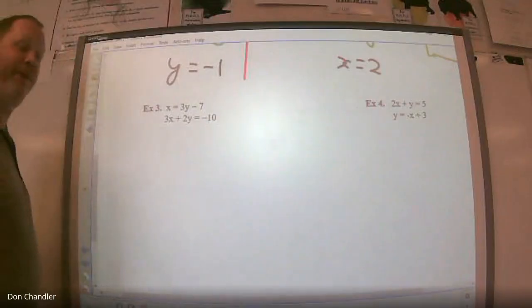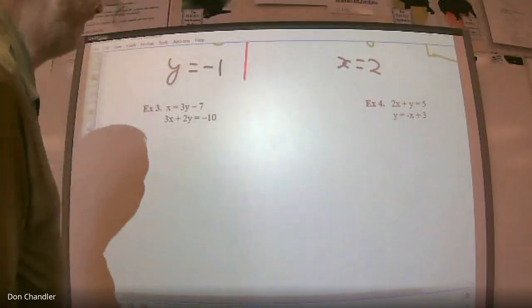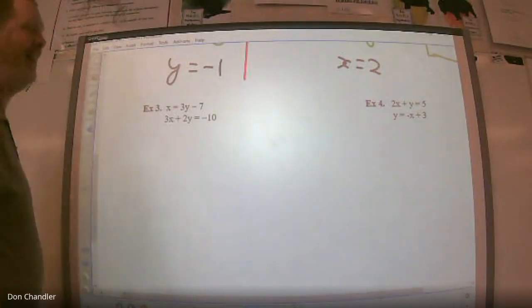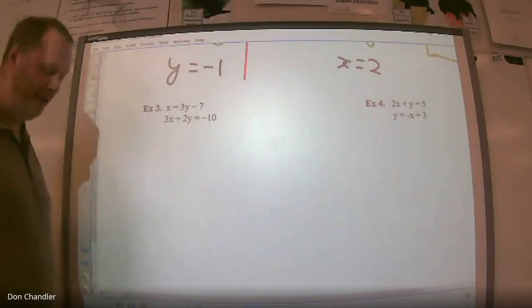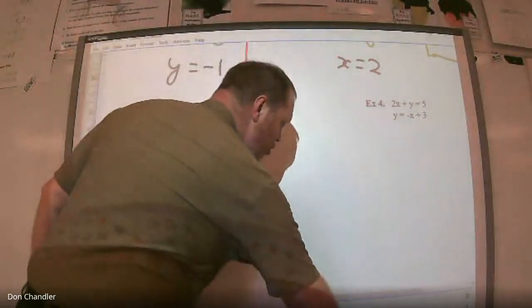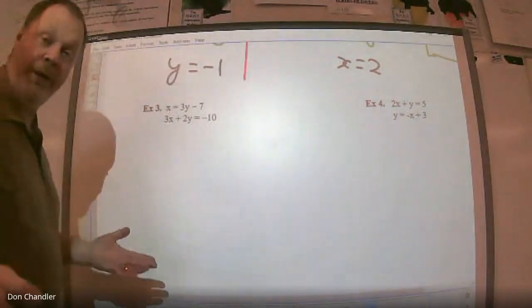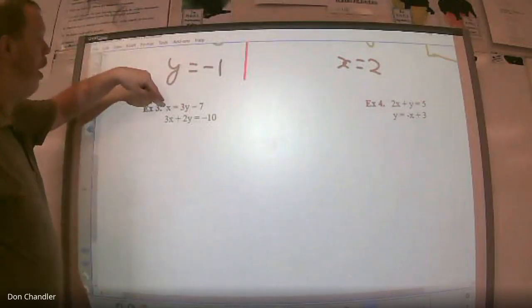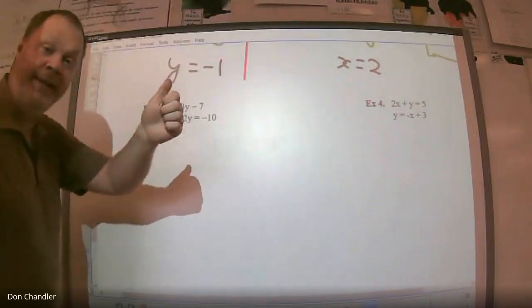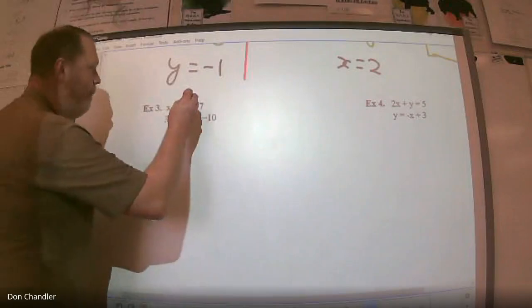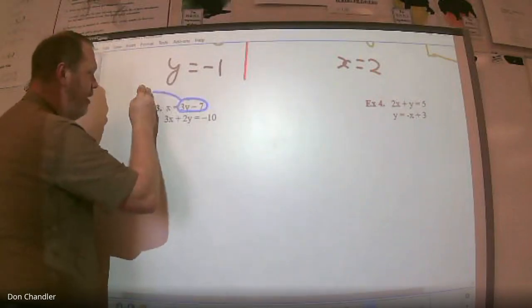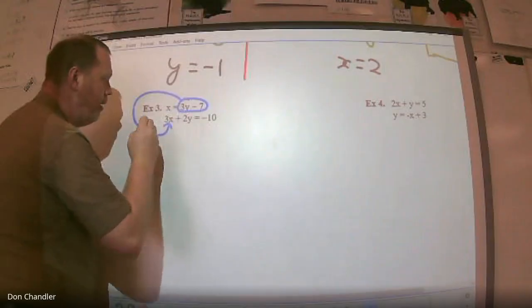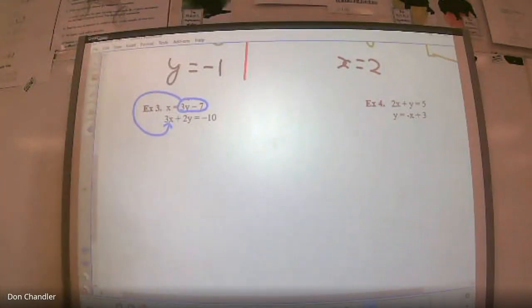Well, why don't we play with number 3 here? I know exactly what you just asked, and let's play with it right now. Notice, number 3, we already have x equals. Yay! You are about to take this 3y minus 7 and substitute it in for this x right here, all right?